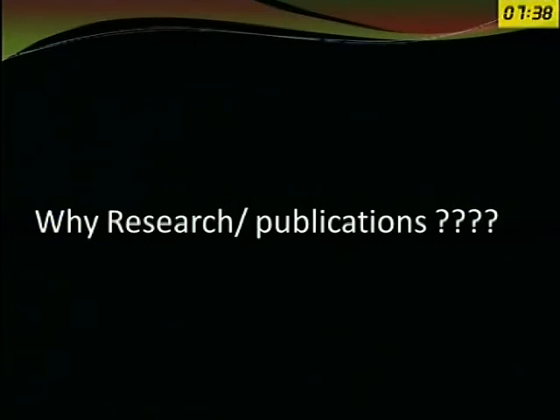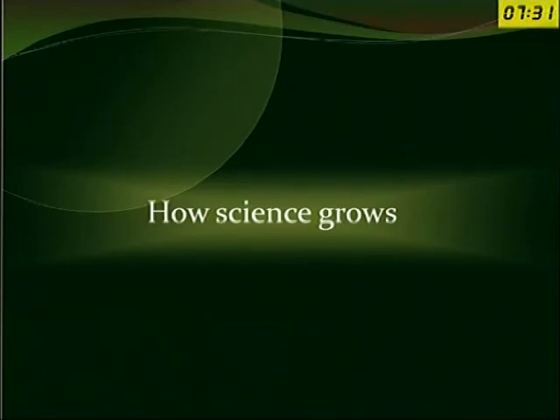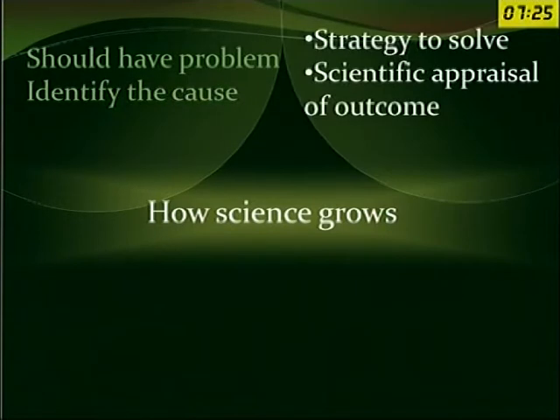But the first important question is why are we so harping on publication? Why are we so harping on research? Well, for the growth of science, one should have a problem, and once you have a problem, we identify the cause. If we identify the cause, then we devise a strategy to solve the problem.